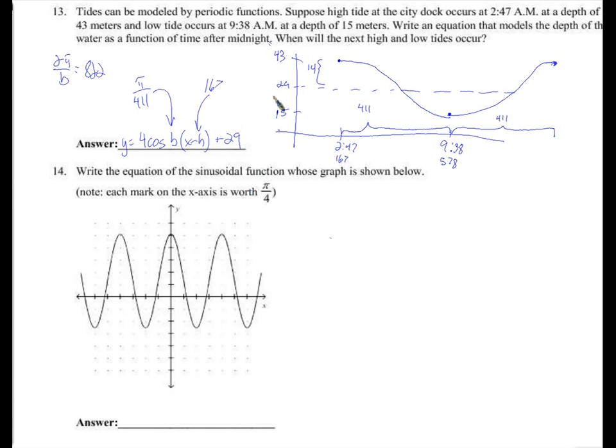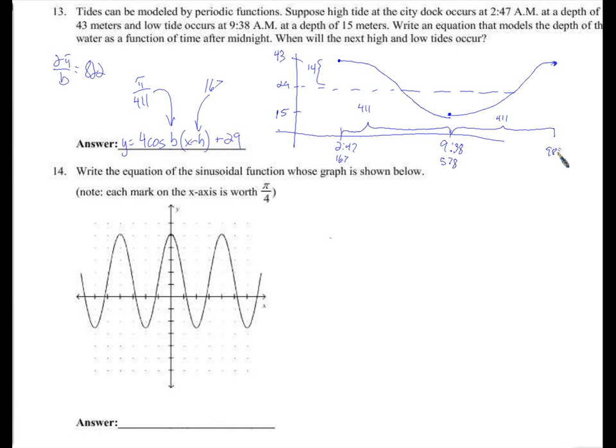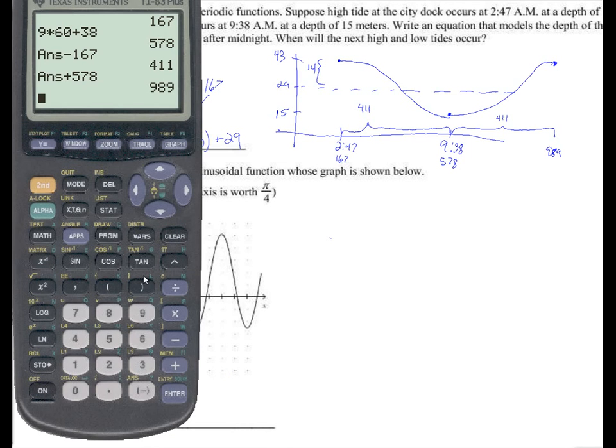And the other question is, when do the next high and low tides occur? Well, 411 plus 578 is 989 minutes. We'll figure out what time that is in a second. The next high tide and the next low tide happens 411 minutes after that.